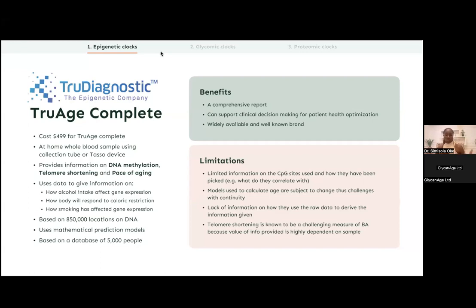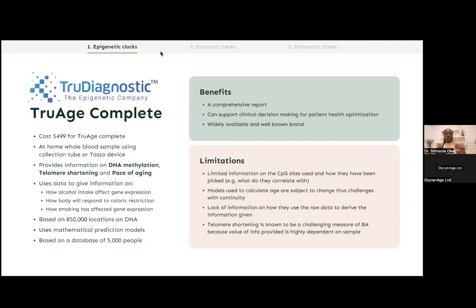And then with telomere shortening, the TrueAge Complete does provide information on telomere shortening, but it is quite well known in the scientific space anyway, that telomere shortening, while useful, is a really challenging measure of biological age. And the reason for this is because the value of the information provided from telomere shortening is really, really heavily dependent on the sample. So just to give you guys an example, if I was to take a blood sample today and I got a bunch of cells, and I look at the telomeres. Just for anyone who doesn't know what a telomere is, that is the cap or the end of DNA that shortens over time.